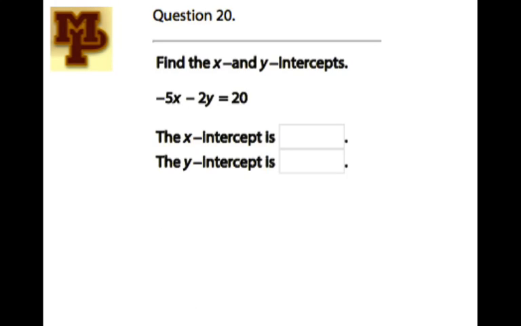Okay, 20, X and Y intercepts. So if you want to find the X-intercept, you always just plug a 0 in for the Y. So you set Y equal to 0 and solve for X. So, let's see.